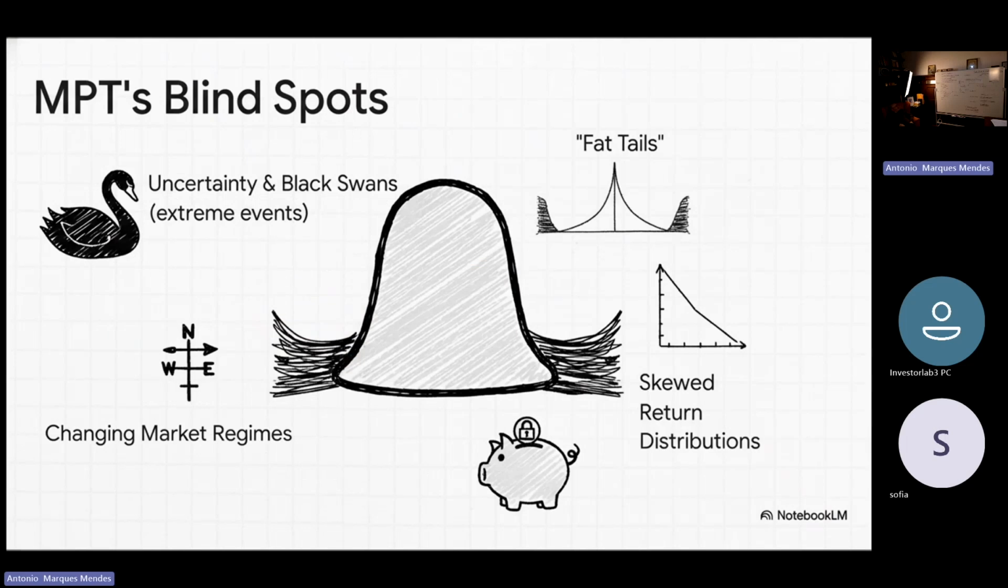You see, MPT's tidy little bell curve model really struggles with the sheer messiness of actual markets. It has no real way to account for black swans, those sudden, out of nowhere events that change everything. It also ignores something statisticians call fat tails, which is just a fancy way of saying that extreme, crazy market moves happen way, way more often than the model thinks they should. MPT just wasn't built for that level of chaos and uncertainty.